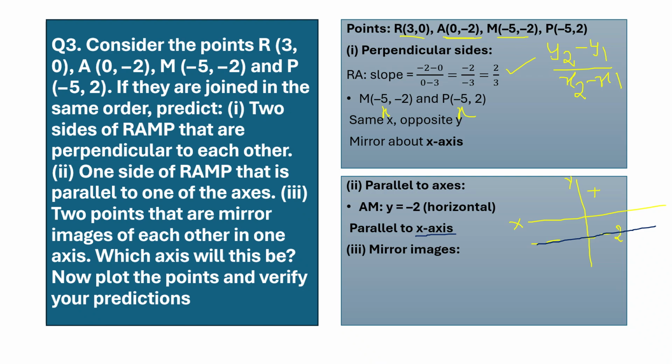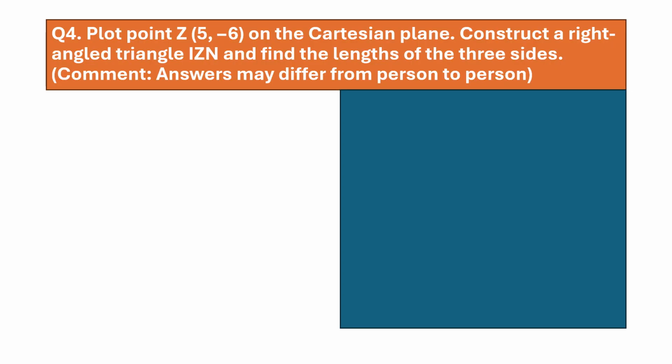Hope this part is clear to you. Next is the mirror images. Now for the mirror images, again if you take M and P, minus 5, minus 2, and again minus 5, 2. So it is the same x but opposite y. So it is a mirror about the x-axis. Let's understand question number 4. Plot point Z (5, minus 6) on the Cartesian plane. Construct a right angle triangle IZN and find the length of the three sides.